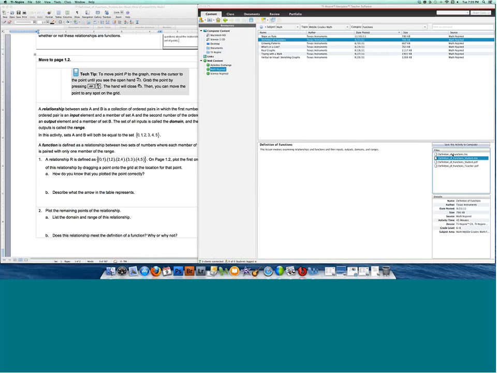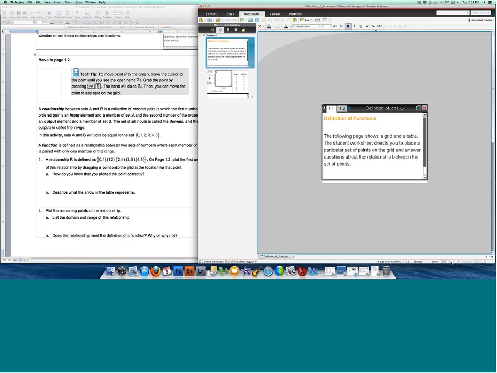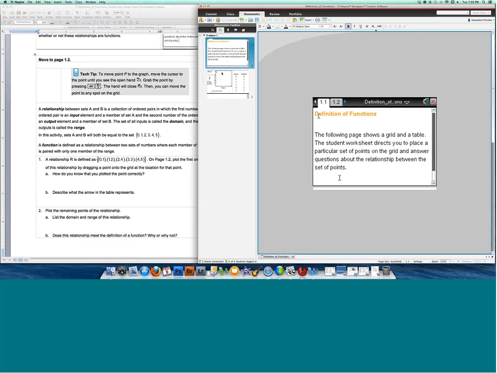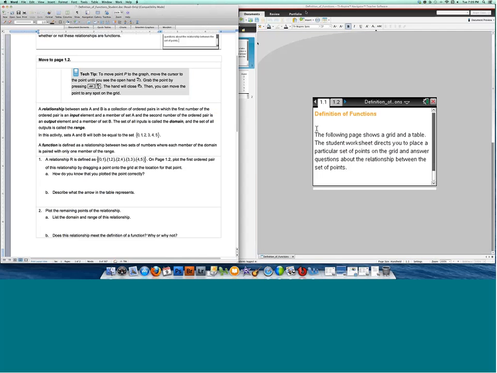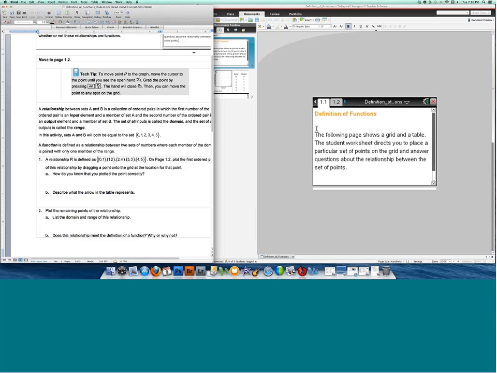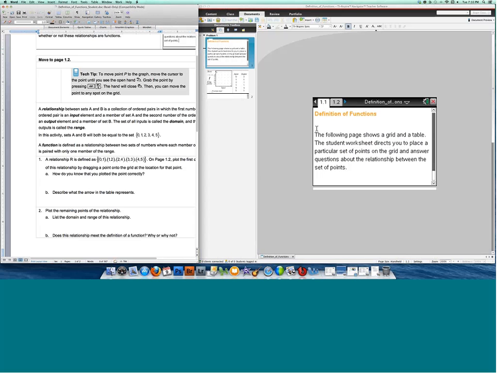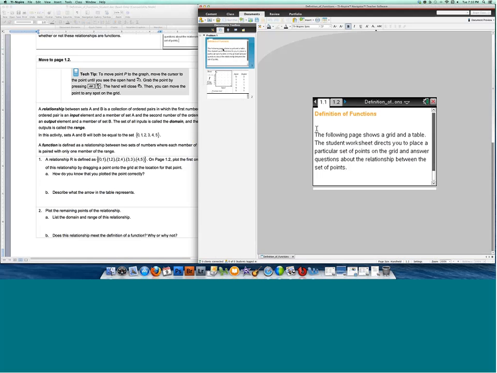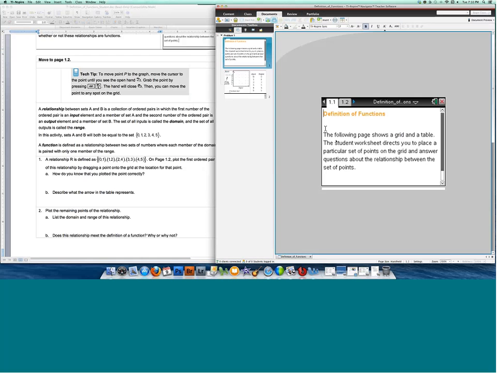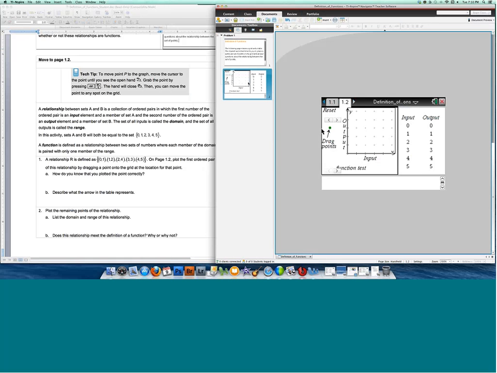I'm going to go ahead and open up the TNS file now. And let me magnify my window just a little bit. This is the title page for the activity, and it gives the students directions, of course. So it says on the following page, it shows a grid and a table, and then the directions for the students on what to do with this grid and the table are actually on the student worksheet. So let me make this so that things are not jumping around quite as much. Okay, so this is the actual page that in the Nspire activity that the students will utilize.